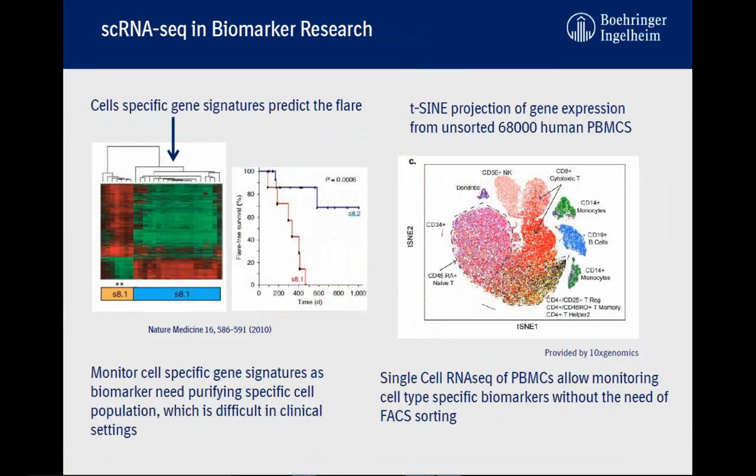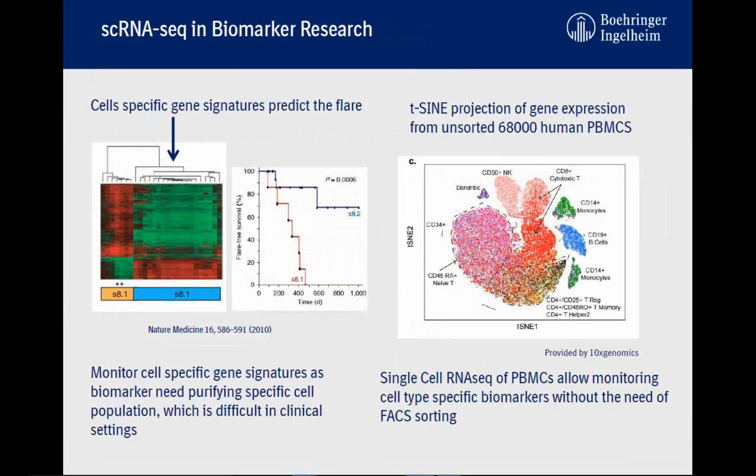And this is showing a CD8 T cell, and there's a gene signature which can predict the flare of an autoimmune disease such as AAV or lupus. So this is the microarray data using a purified population, which in reality, you have to think about feasibility: how easy you get this sample from the patient.